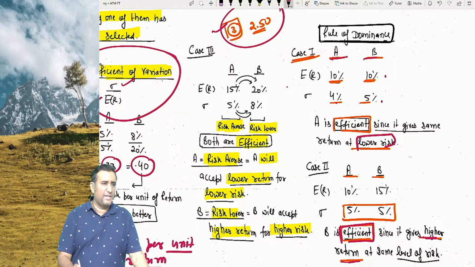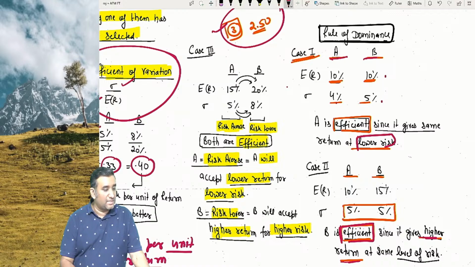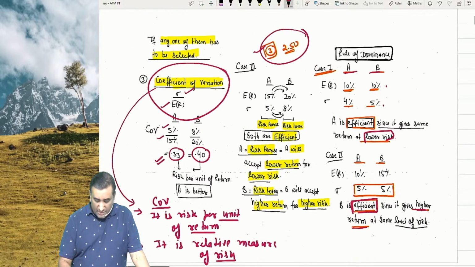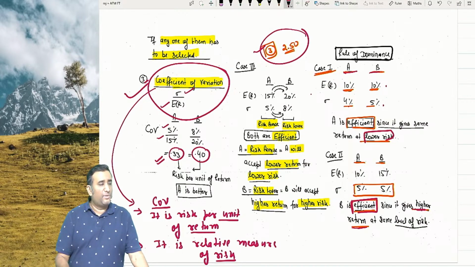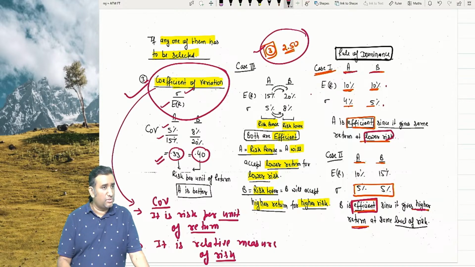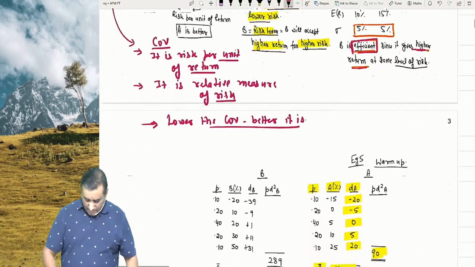If the question says select any one of them, in that scenario what you have to do is apply CV. Although you can apply some other concept, return by risk also, CV is the most commonly used concept in which you'll apply this part here. So that's one part here.